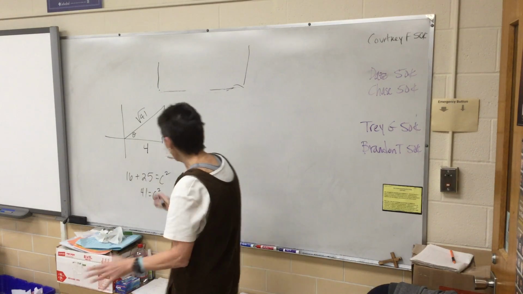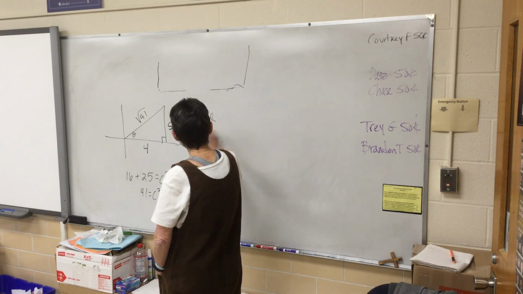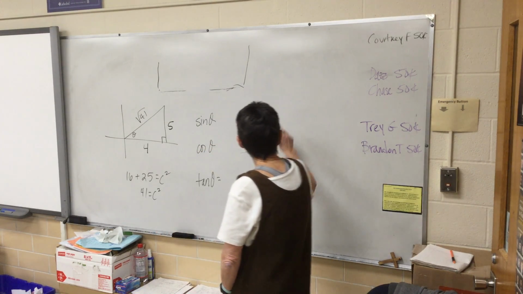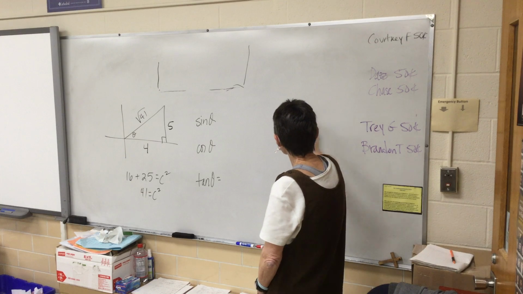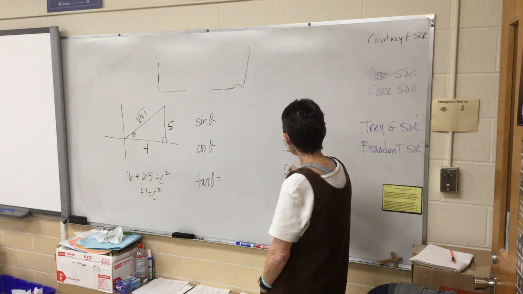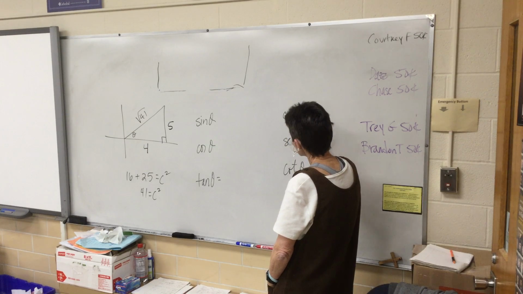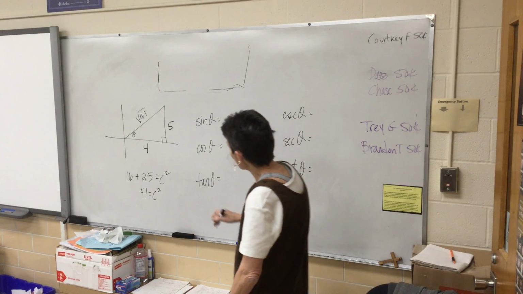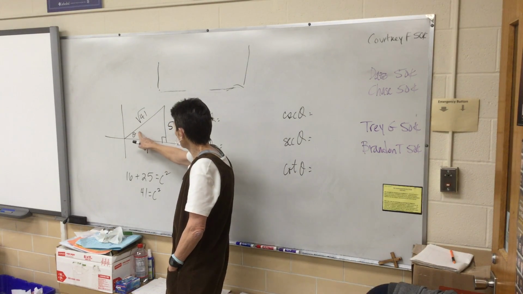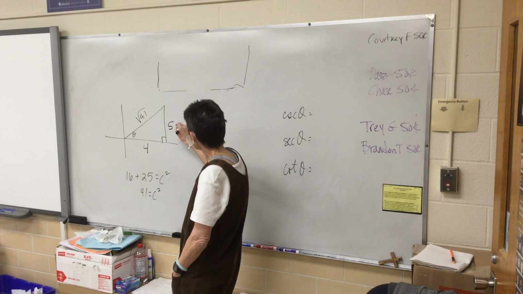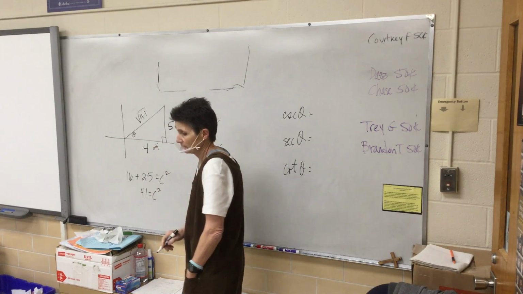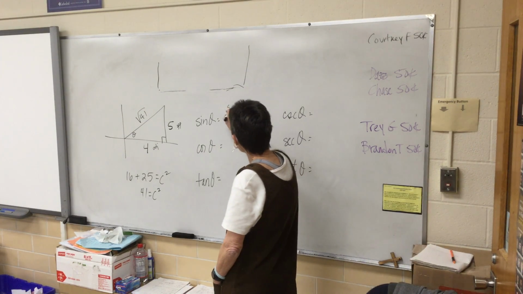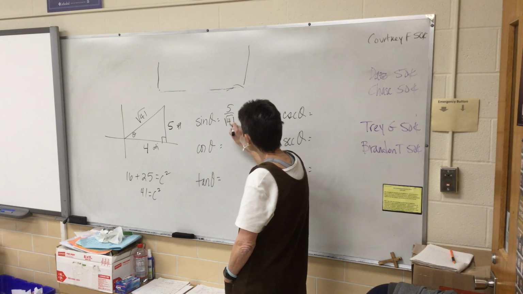And our job is to find all the functions, so we have to find sine, cosine, and tangent. And then cosecant, secant, and cotangent. All right, so remember angle theta here, that's how you determine what's opposite and adjacent. So sine would be 5 over root 41.